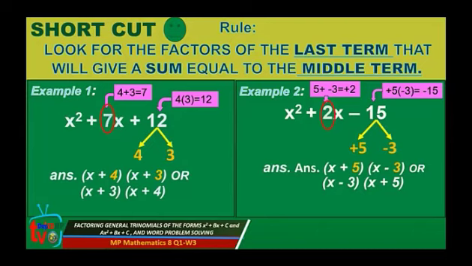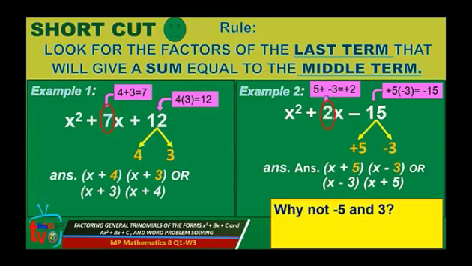You might be asking, why not negative 5 and 3? Yes, negative 5 and 3 are not the best pair because their sum is negative 2, which is not the middle term. I hope you understand. What about if the middle term is negative?